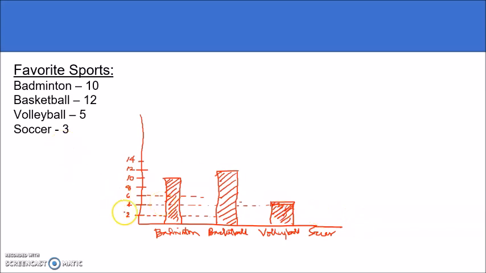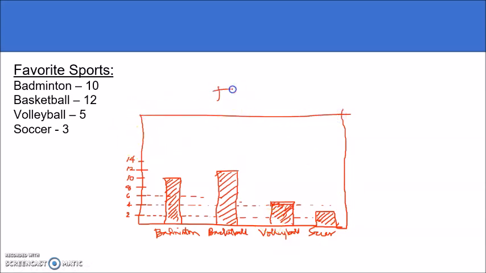And yung soccer naman is 3. So, 3 is between 2 and 4. So, dito siya. Okay? And then, shade lang natin. Alright? So, kung ganyan si 2, meaning that's 3. Tapos si 4. And, merong demark dito. So, that's the end. Okay. So, you can put your title here. Let's say, favorite sports. Or, pwede naman dito sa loob. Ayan. Okay. So, this is an example of a manually created bar graph.